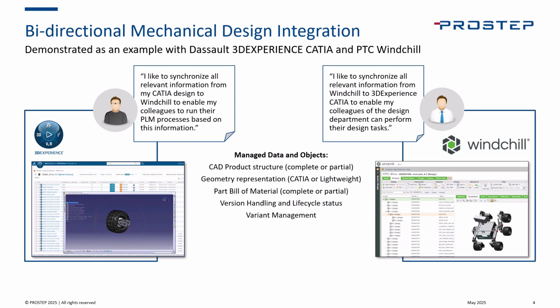So we want to be able to synchronize CAD product structure, geometry, either native or lightweight derived outputs, the bill of materials, it may be complete or a partial, like a subassembly, handle PLM specific versioning, lifecycle status, as well as variant management. We want to do that in an automated background synchronization without user interaction, so the data just naturally flows once it's hit the right milestone or status.